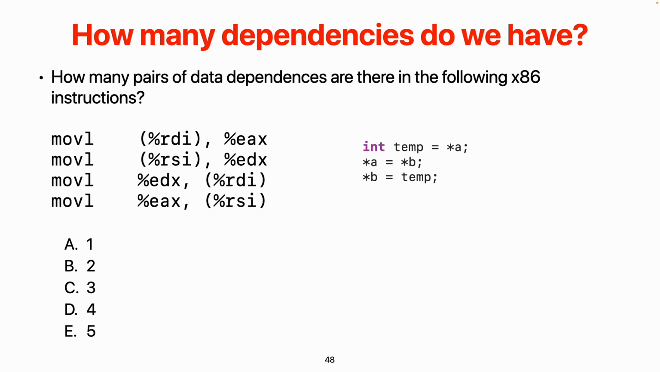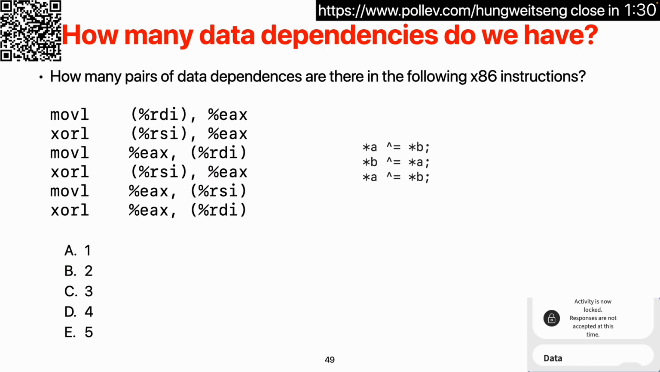Okay. Line 4 depends on line 1. Line 4 depends on line 1 on which register? EAX. Okay, what else? And line 3 depends on line 2 based on EDX. Right, so there are 2 data dependencies here, right? Okay, so how about this one, guys? Oh, it's the same purpose, right?